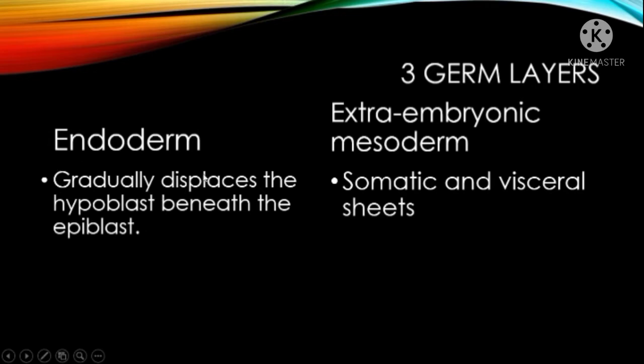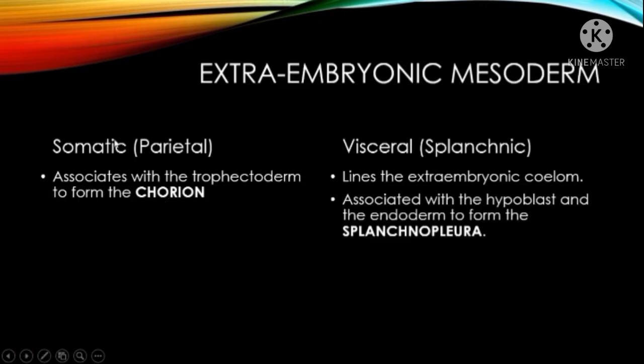Endoderm gradually displaces the hypoblast beneath the epiblast, and the extraembryonic mesoderm is divided into the somatic and visceral sheaths. Somatic or parietal sheath associates with the trophectoderm to form the chorion. Meanwhile, the visceral or splanchnic lines the extraembryonic coelom. The visceral or splanchnic mesoderm also associates with the hypoblast and the endoderm to form the splanchnopleure.